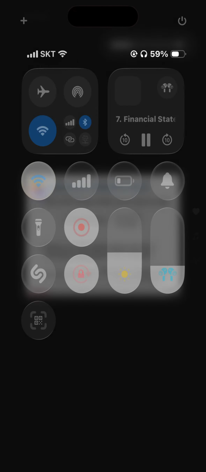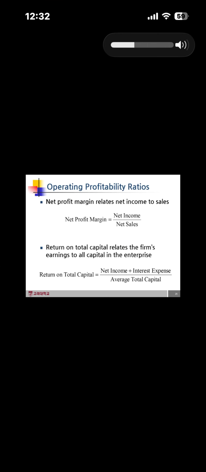Net profit margin, also known as profit margin or net income margin ratio, is a financial ratio used to calculate the percentage of profit a company produces from its total revenue, total sales. It measures the amount of net profit a company obtains per dollar of revenue or sales gained.